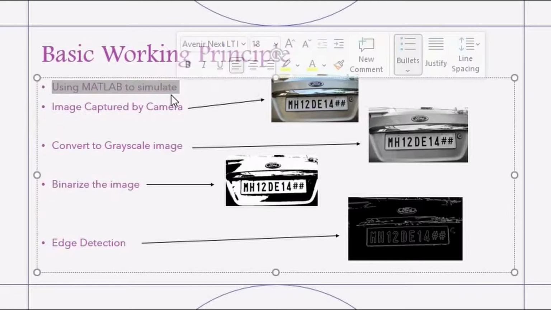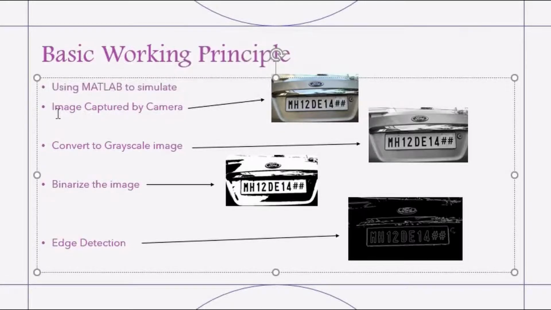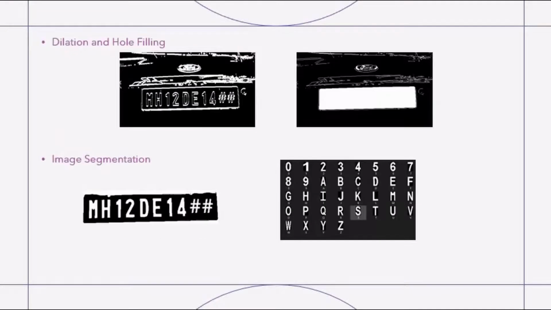First, we are using MATLAB to simulate, and the image is captured by the camera with a certain angle and position. Then the image is converted to a grayscale image, and then we binarize the image into black and white. Then edge detection is used to get the boundary features. After that, we use dilation and hole filling techniques. Dilation is for enhancing the edge, and hole filling is to get the region boundary.